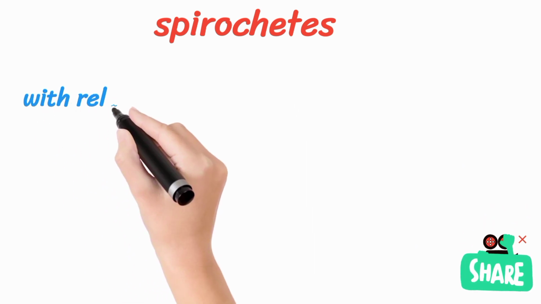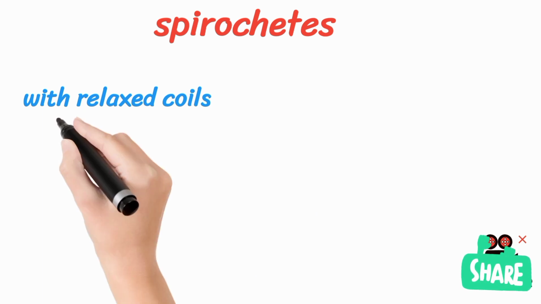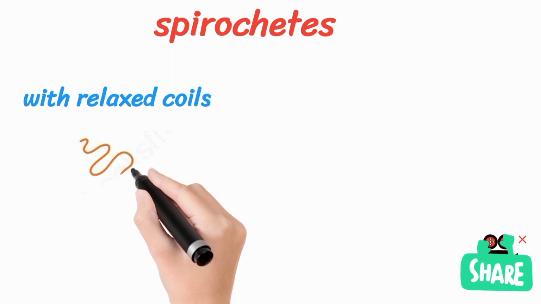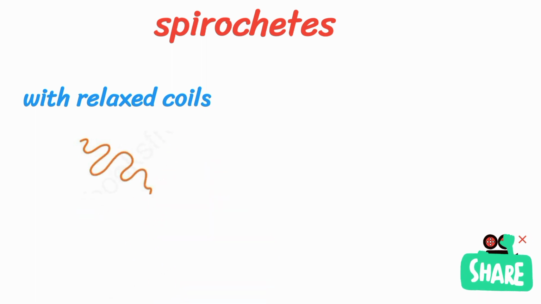Spiral-shaped bacteria, also known as spirochetes. These include bacteria which have relaxed coils. So those with the relaxed coils, you can see this is the relaxed coil pattern. An example of such a bacteria is Borrelia.